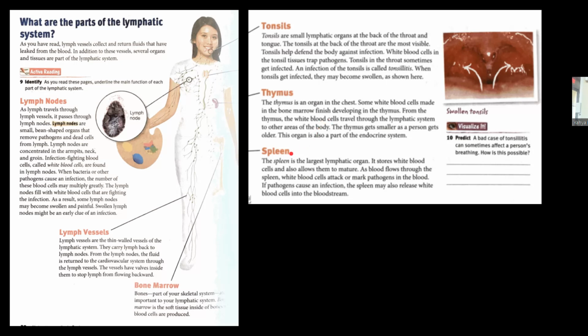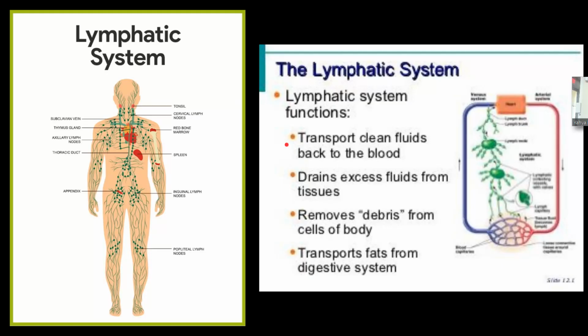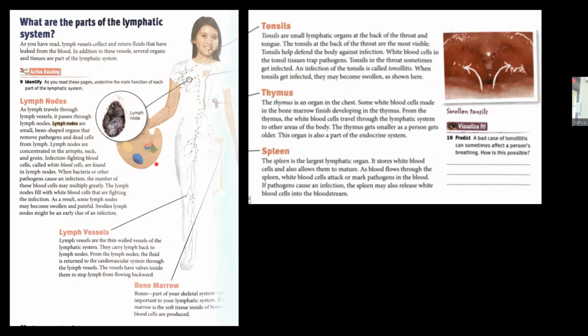You also have a large organ called the spleen. Over here you can see the spleen. The spleen is in a location next to the stomach. The spleen is an important organ in the lymphatic system. So what does the spleen do? The spleen stores white blood cells and also allows them to mature. Now, when the blood passes through the spleen, these white blood cells sense what is good and what is bad. And anything that's bad, they attack it. They attack the pathogens and try to destroy them.